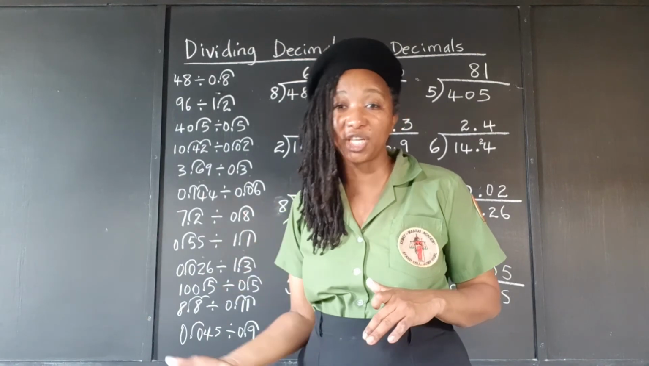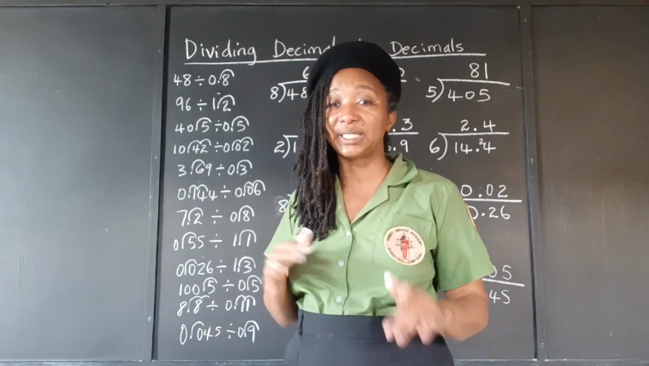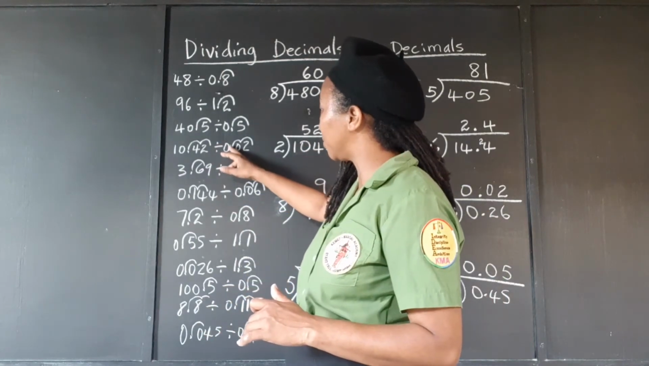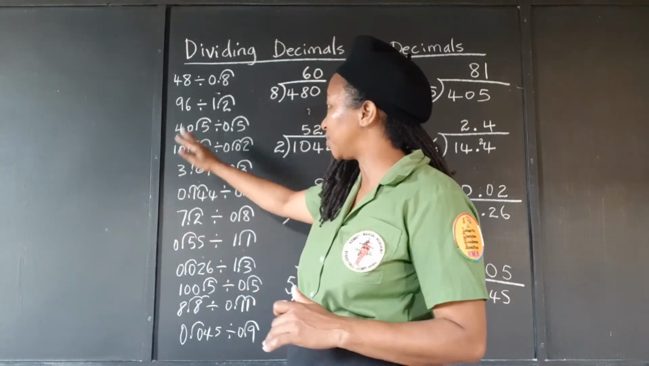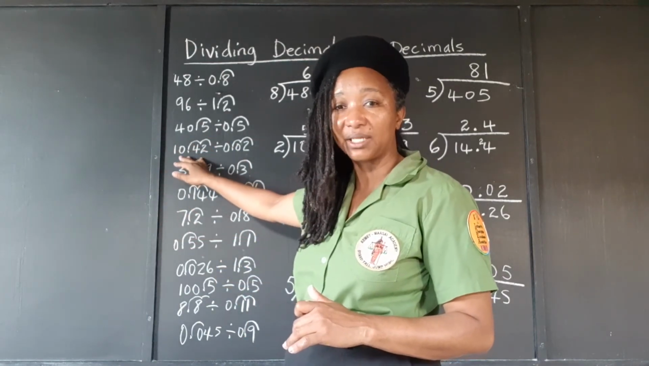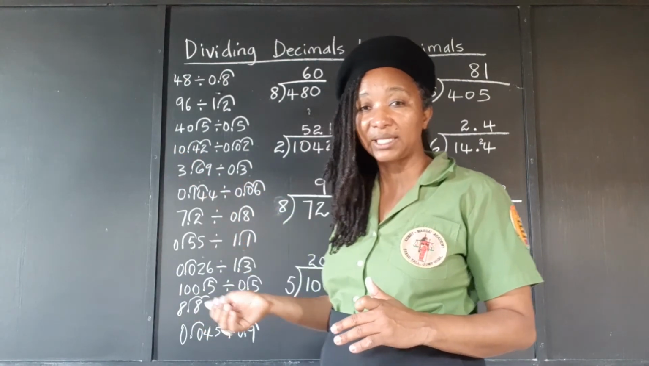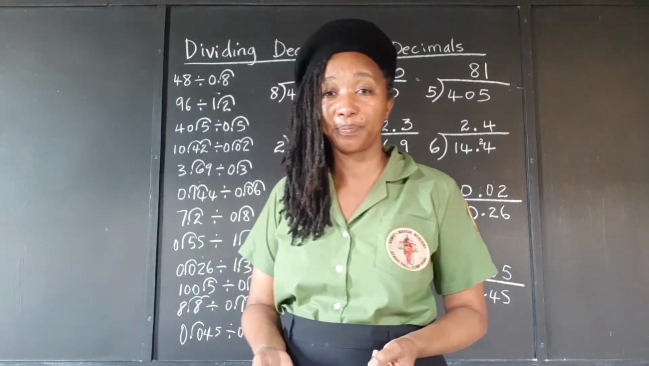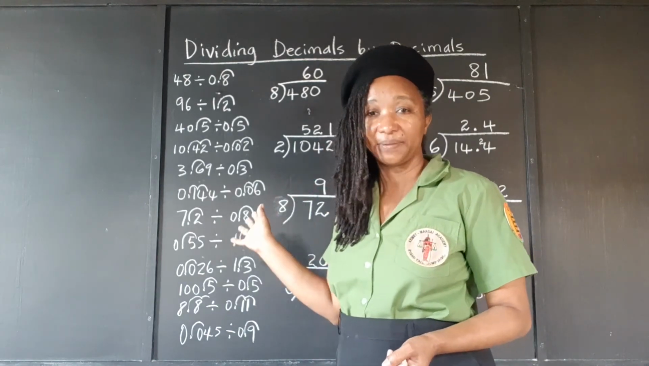Otherwise, you're changing the operation completely. So you must do the same thing on both sides. If you have to move 2 places, it means you're multiplying by 100. You have to multiply by 100 in the dividend. If it's a decimal in the dividend, it means you move 2 places to the right. If it's a whole number, it means you add 2 zeros, and so on. And then you can go ahead like normal and divide.